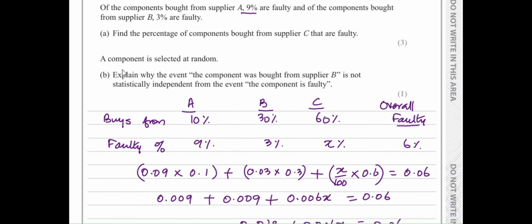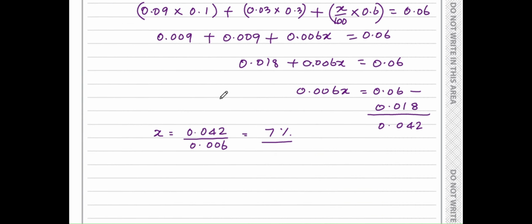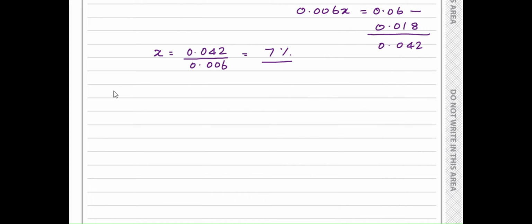So let's go to the next part of the question. A component is selected at random. Explain why the event the component was bought from supplier B is not statistically independent from the event the component is faulty. So here we have to put this condition to test.